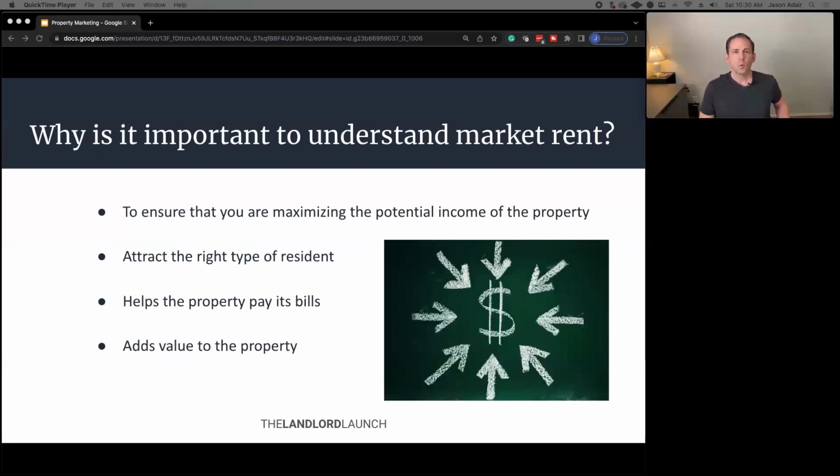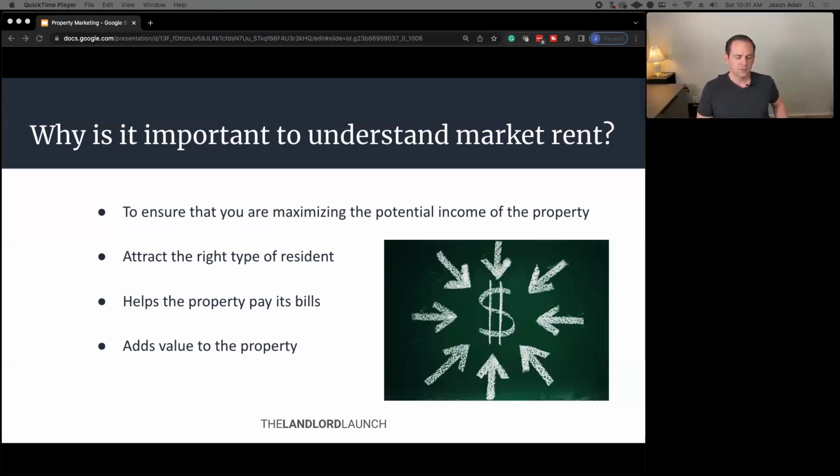Okay, so first and foremost, why is it important to understand your market rent? Really it's because it affects how much money you make or leave on the table. It's to ensure that we are maximizing the potential income that you can get for that property. If you go too high, you could increase your vacancy time. If you go too low, you could be leaving extra money on the table. So the trick is to find that balancing point, that sweet spot where it'll rent quickly and you're not leaving too much on the table, especially compared to what other similar properties are renting for.